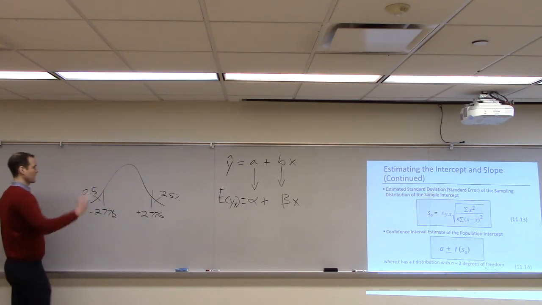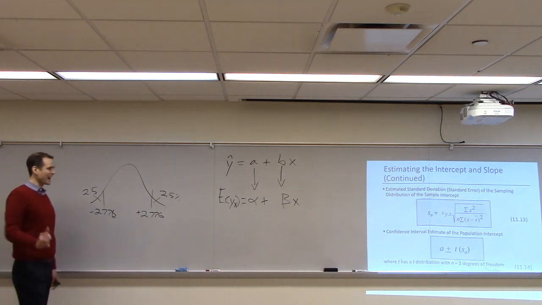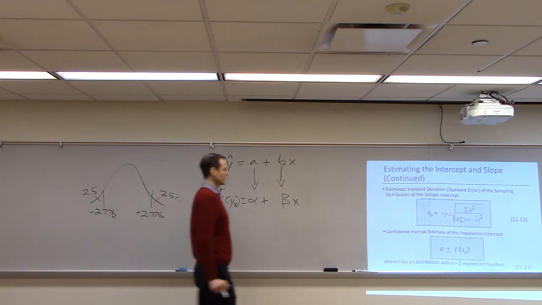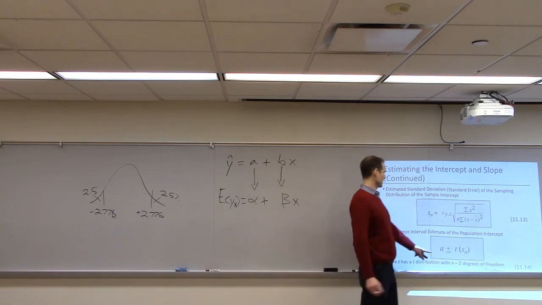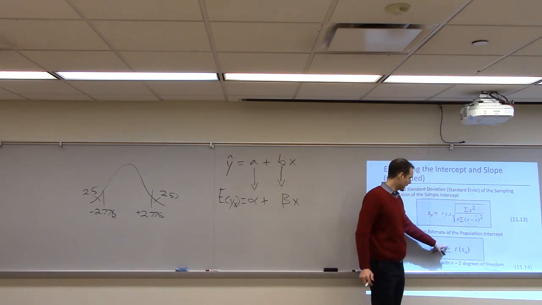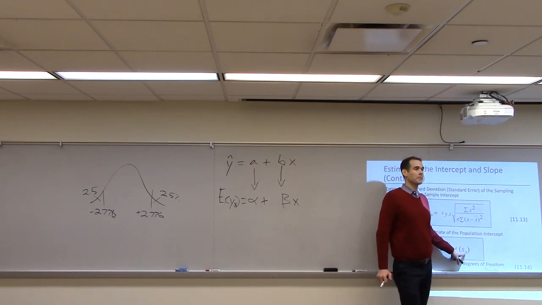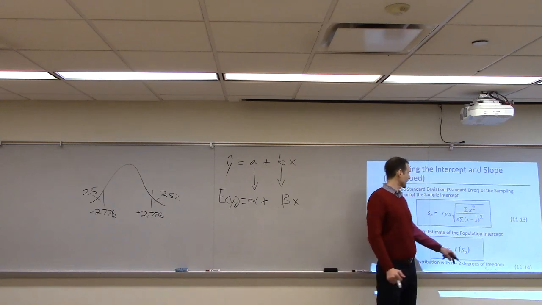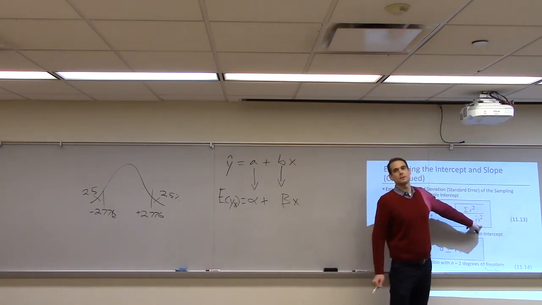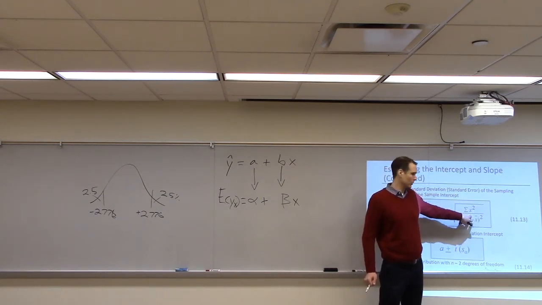Okay, so if you want to be 95% confident, you're going to take our sample intercept, whatever it came out to, plus or minus 2.776 times the standard error that you calculate. How are you going to calculate that standard error? You're going to use this formula. Excel's going to do it for you, one of those two.